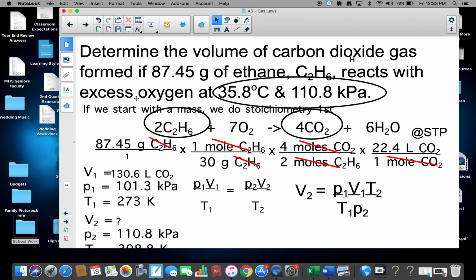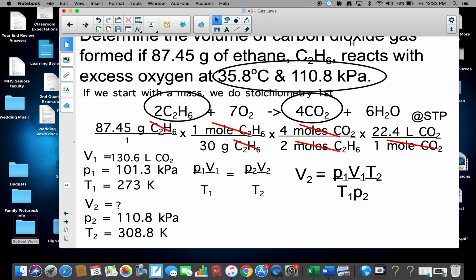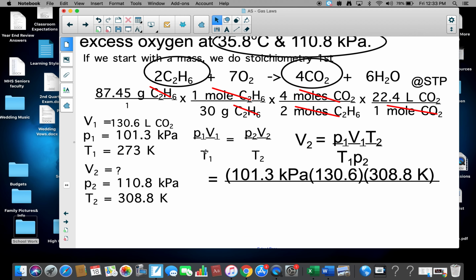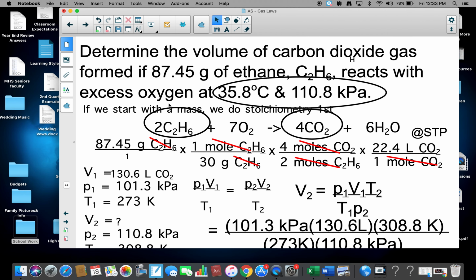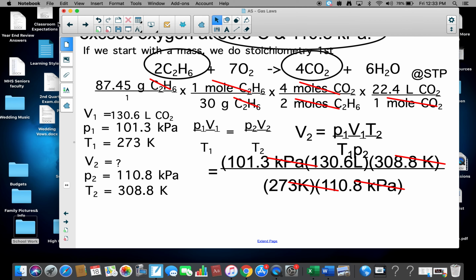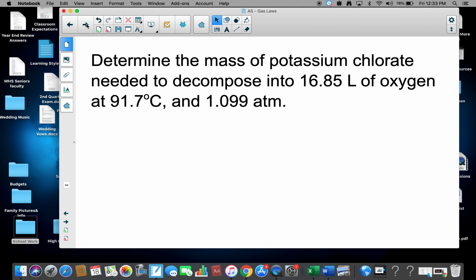All right, we're going to solve for V2, and put our values in. So we have P1, V1, T2 over T1, P2, right there, sorry. And we multiply through, cross everything out, and we get an answer of 130.1. That's my answer. All right, now, let's try another one.